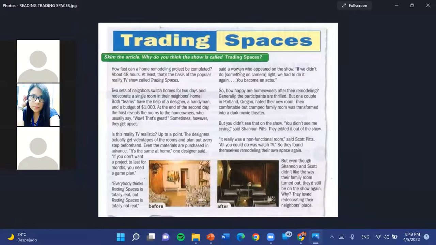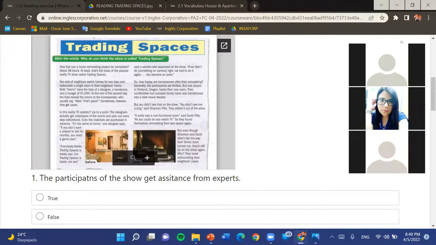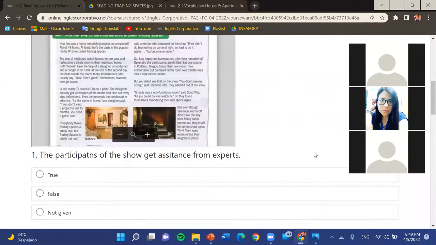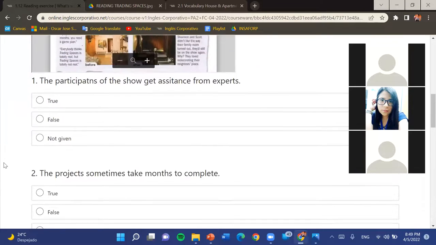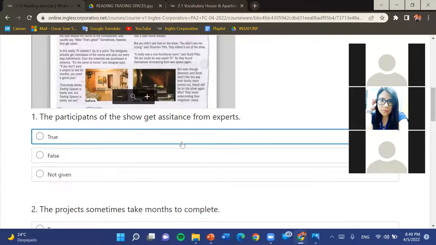Muy bien. So this reading is about a TV show in which people get the opportunity to remodel a space in their neighbor's house, not necessarily in their own home. So we are going to answer some of the questions taken from the explanation we got from the show. The first question is, the participants of the show get assistance from experts. True, false, or not given? Daniel, do they get assistance from experts?